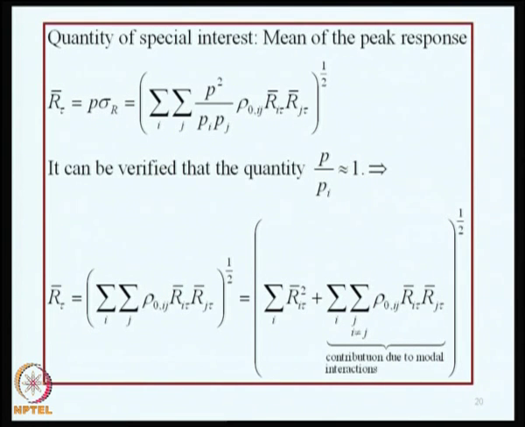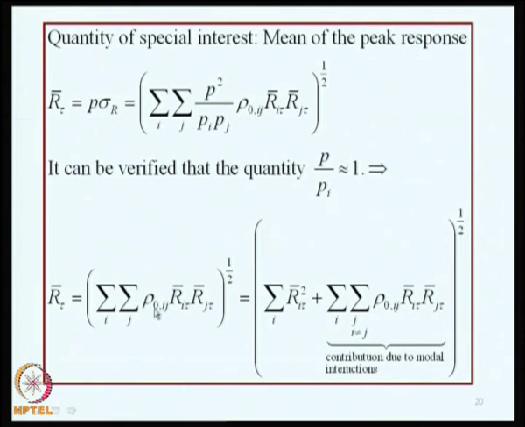Now, the quantity of special interest for us is the mean of the peak response. So, that is p into sigma R. Now, it can be verified that the ratio p by P_i is approximately equal to 1 over the frequency range or parameter range that we are interested in, and consequently we can approximate this ratio p squared divided by P_i P_j as unity. This is an important assumption in the development of this combination rule that we are discussing. If we accept that, then we have this R bar of tau as the summation over ij of rho_0ij R_i tau bar R_j tau bar. Now, there are no peak factors that appear in these terms.